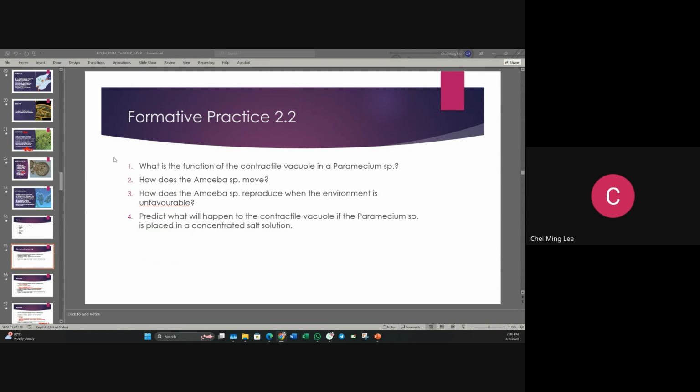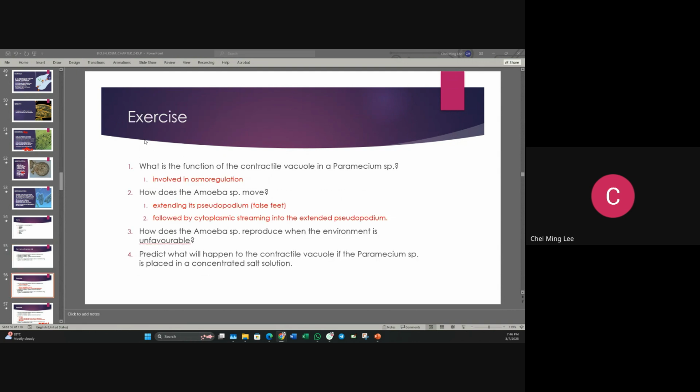All right, so let's see the first questions. What is the function of the contractile vacuole? It is to be involved in osmoregulation, or if you say it contracts to push the water out, all this is correct as well. How does the amoeba sp. move? By extending the pseudopodium, followed by cytoplasmic streaming into the extended pseudopodium.